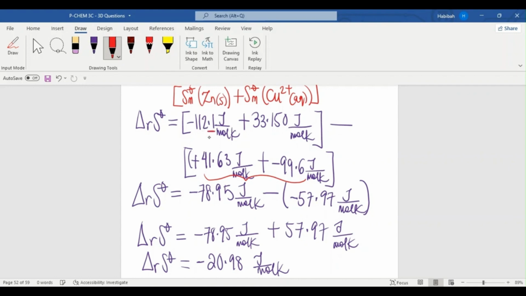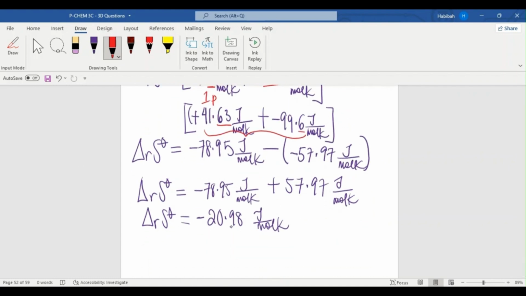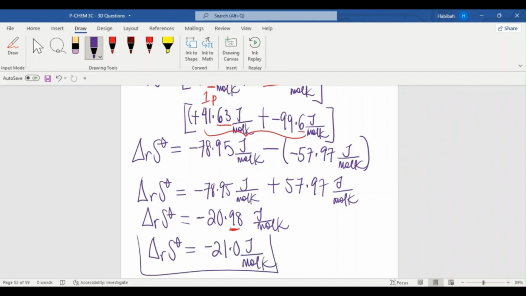So in this place, we have one decimal place. We have three decimal places. We have two here and we have one. So we're going to put our answer in one decimal place. So we're going to approximate to one decimal place. So the change in standard entropy of reaction would be negative 21.0 joule per mole Kelvin. And this is simply the answer to our question. So yeah, if you have any questions so far, please put them in the comment section.